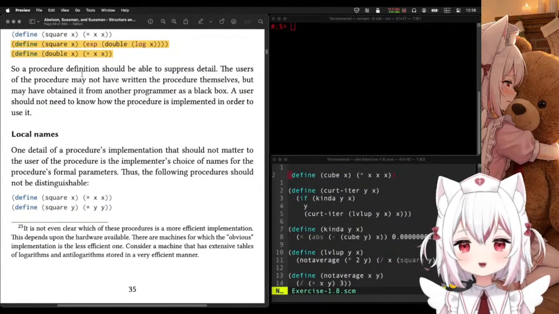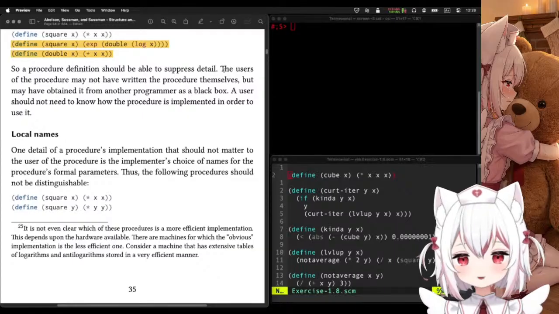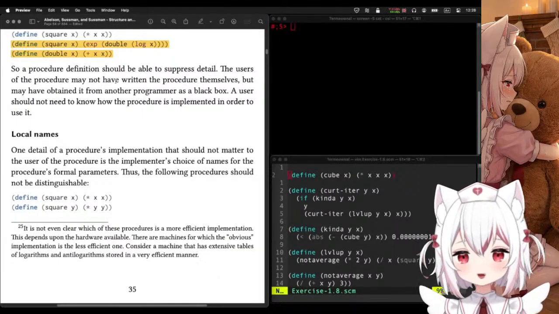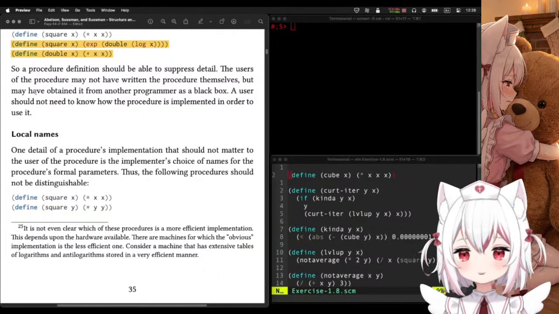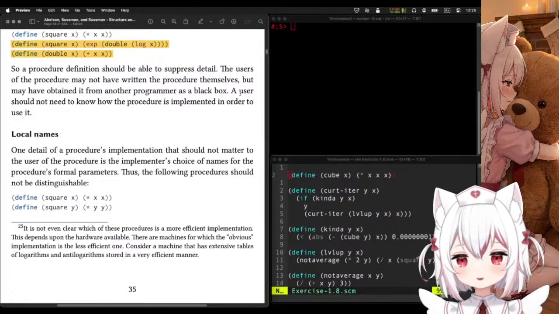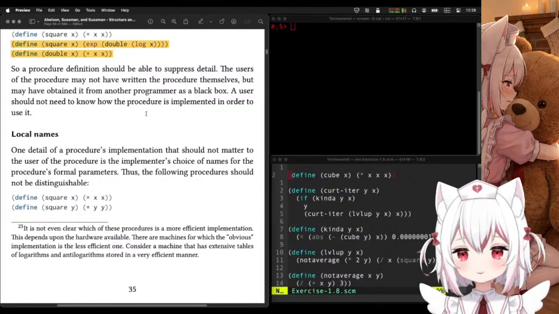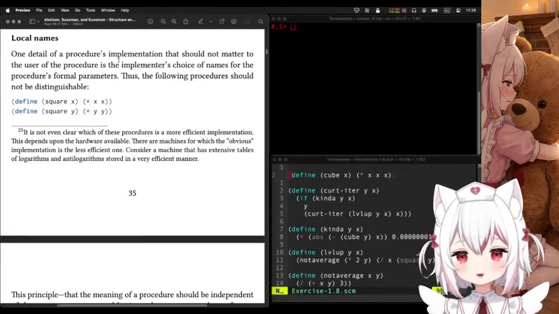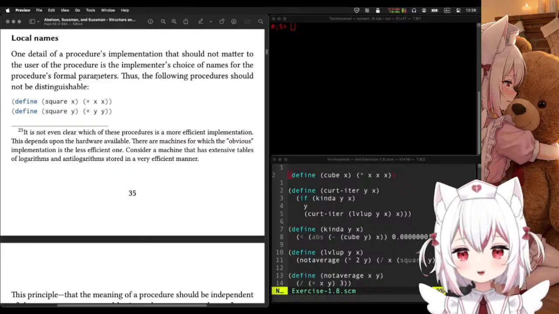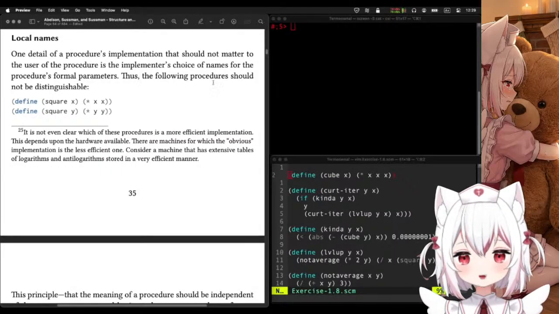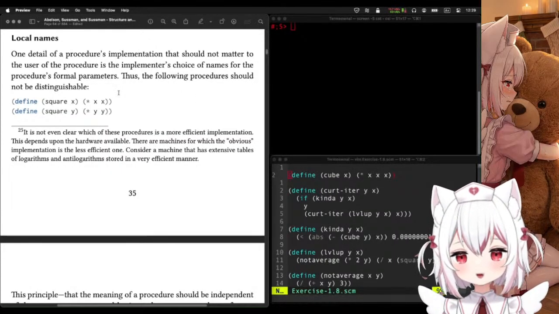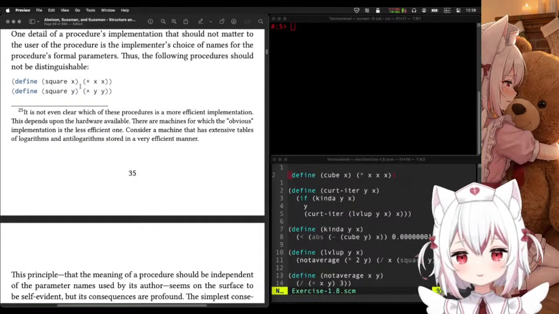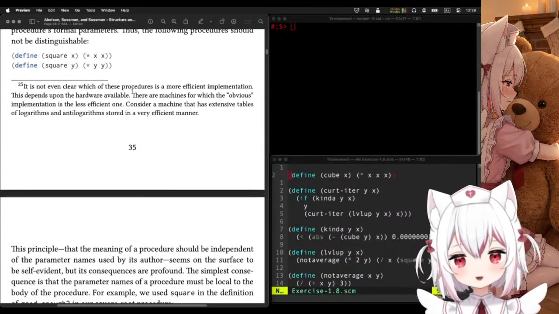Okay. So a procedure definition should be able to suppress detail. The users of the procedure may not have written the procedure themselves, but they may have obtained it from another programmer as a black box. A user should not need to know how the procedure is implemented in order to use it. Local names. One detail of a procedure's implementation that should not matter to the user of the procedure is the implementer's choice of names for the procedure's formal parameters. Thus, the following procedures should not be distinguishable: square of x is x times x, or square of y is y times y.